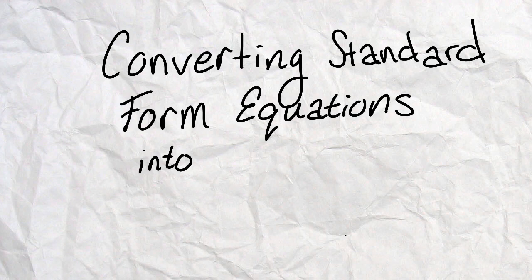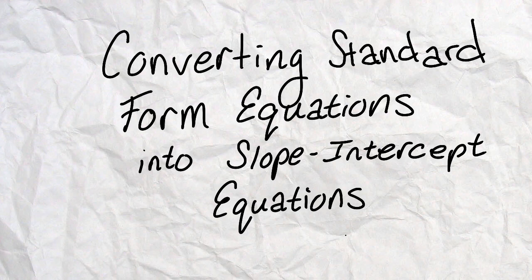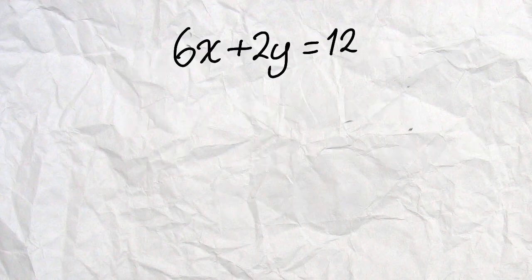Today we'll be converting standard form equations into slope-intercept equations. In order to do this, there's only a couple of steps, but they need to be followed exactly in order to be done. The purpose of doing this is that eventually we can graph them just like we did in the last lesson, but they can't be graphed if they're still written in standard form. So we need to convert them to slope-intercept.